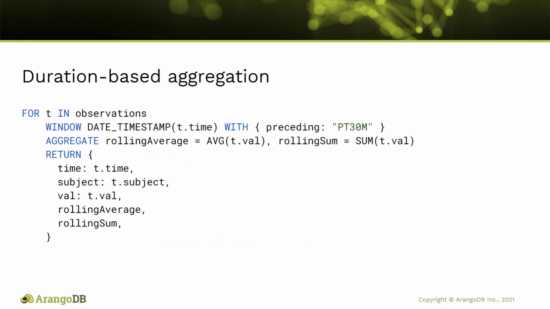And here's the AQL query for this. We define the window to use the time attribute, which we actually have to convert to a proper timestamp first from an ISO string, because that's what we use in the example data set. And we say that we want to aggregate the preceding 30 minutes. We leave out following here, which is equivalent to saying it should be like 0 minutes or 0 days, so an empty interval. And then we do our aggregation.